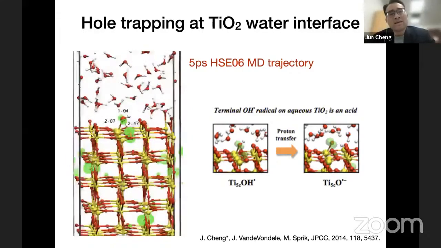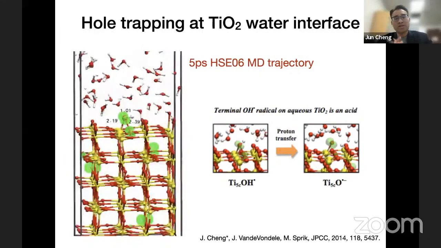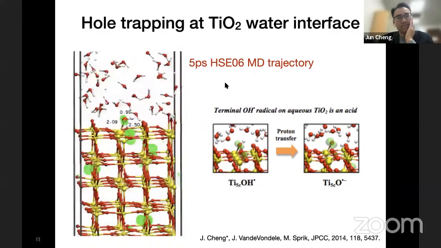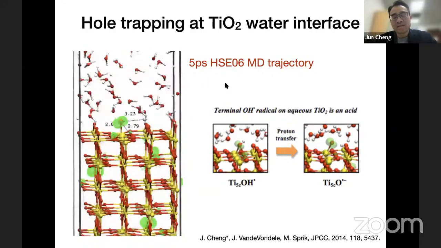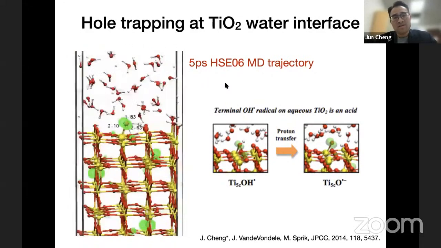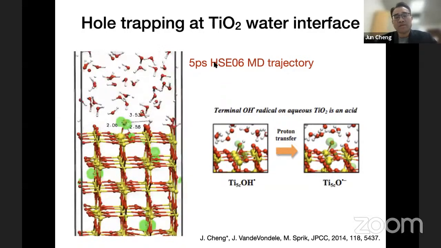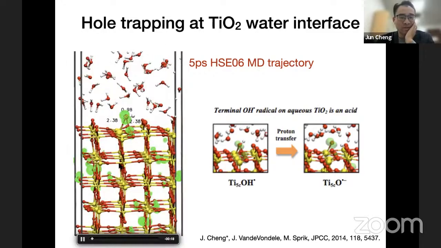We calculate the hole trapping at the TiO2 water interface. That's a technical issue, as I mentioned, that you need to calculate this hole level correctly. We have been using a high level functional, the screened hybrid functional HSE, because GGA will not localize the hole at all. We ran a trajectory of this TiO2 water interface using the hybrid functional. We do see the hole; this green bubble you see here is the spin density of this initially OH radical. I just want to show it again.